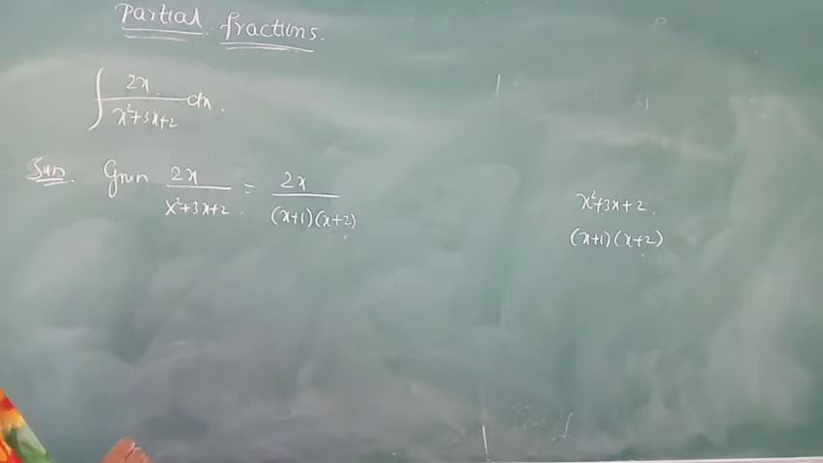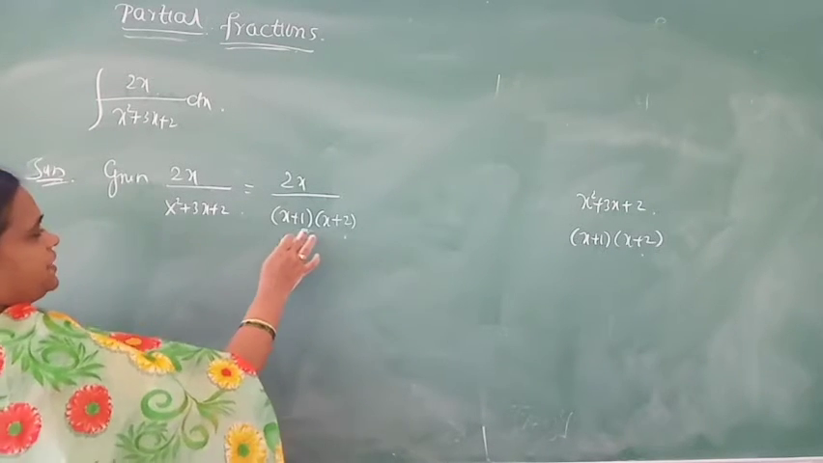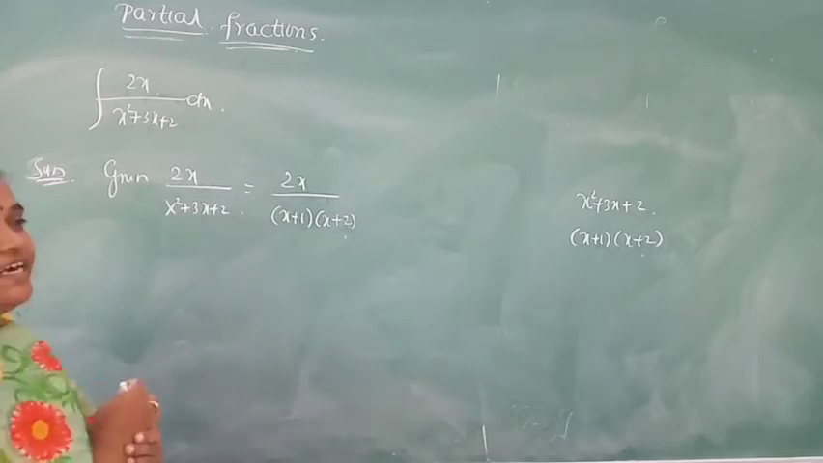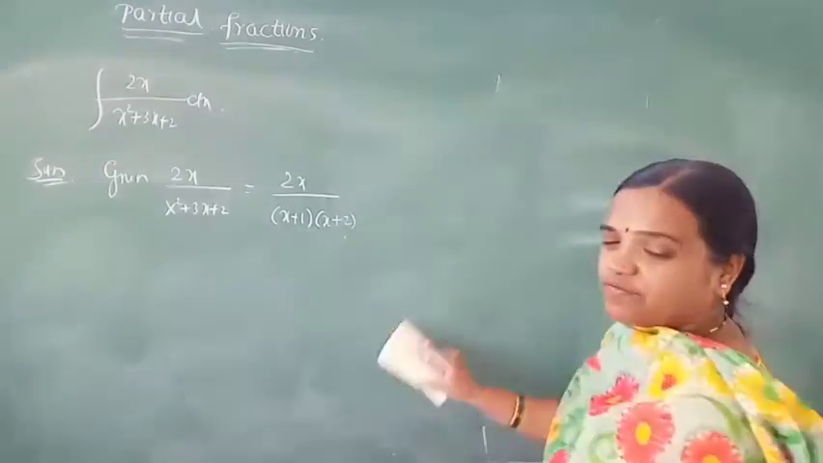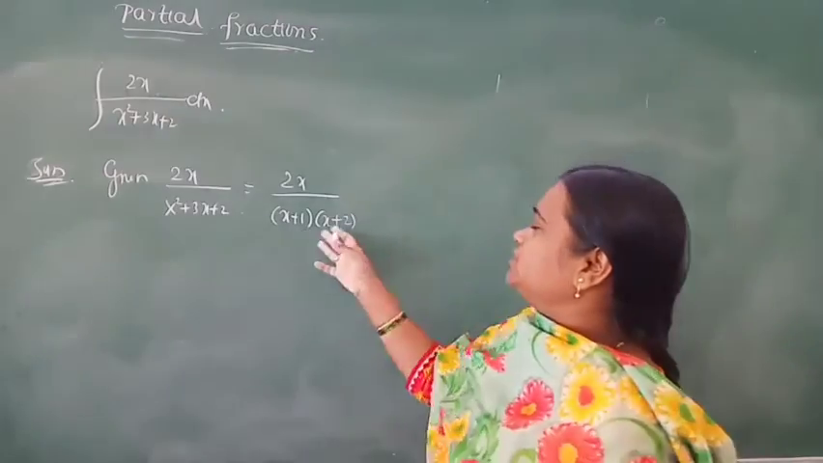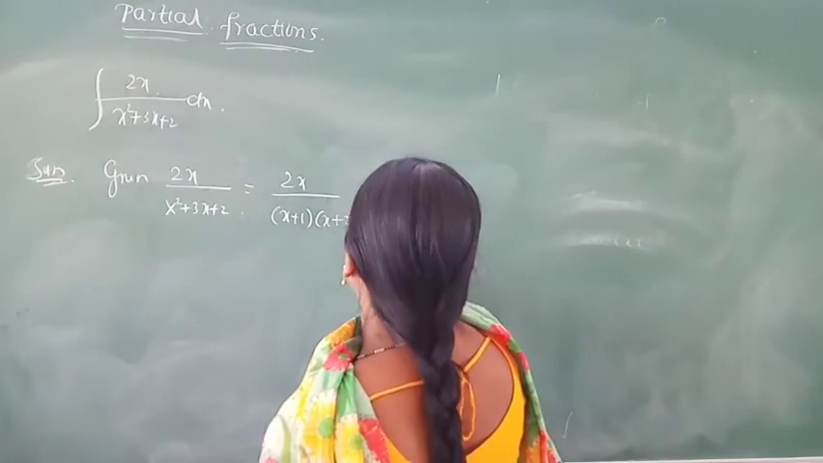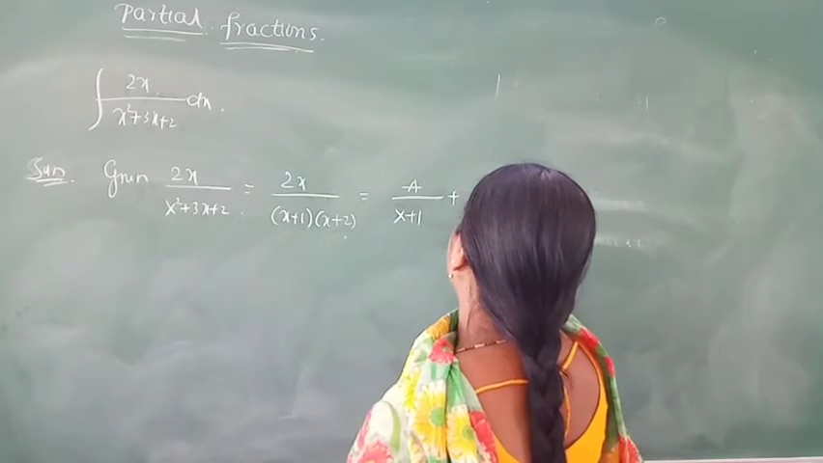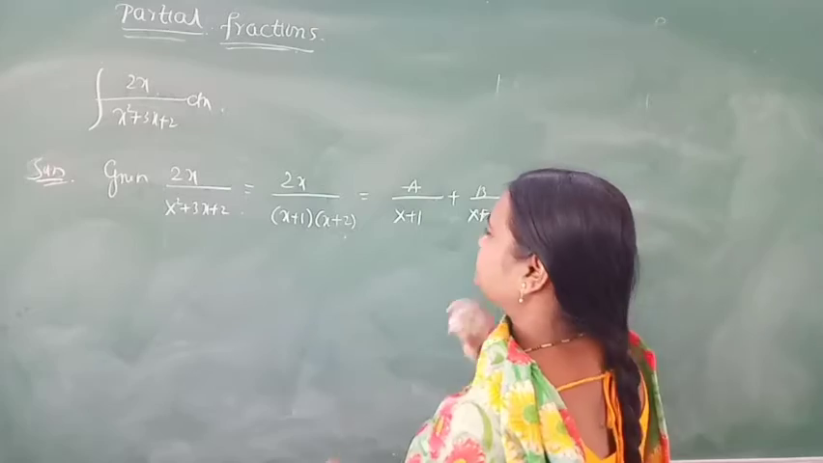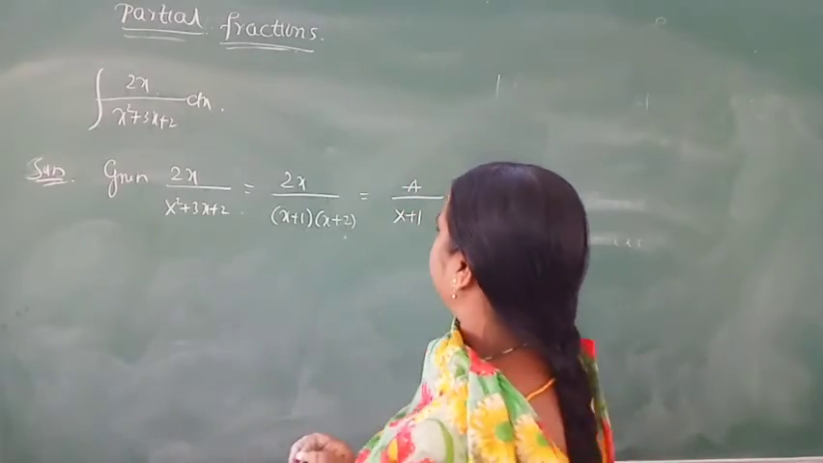Next, this is x plus 1, x plus 2. Non-repeated linear factors. If there are non-repeated linear factors, how many constants exist? 2 constants, because these are 2 non-repeated linear factors. Therefore, we can write a by x plus 1, b by x plus 2. Correct. And take the LCM.